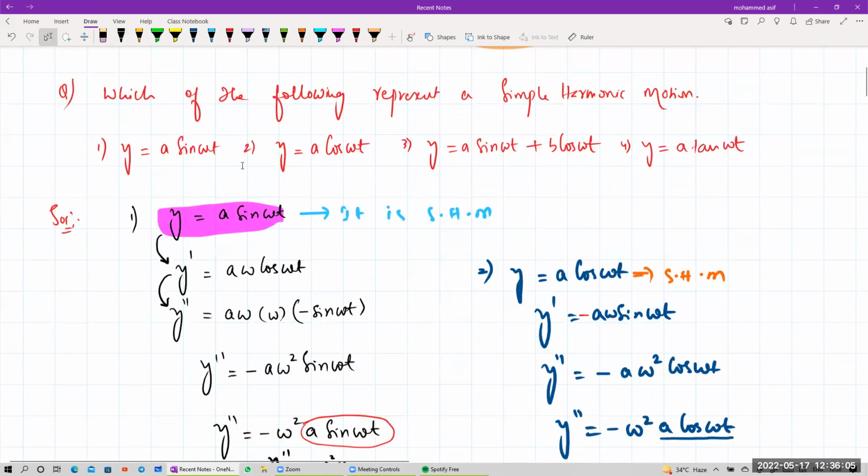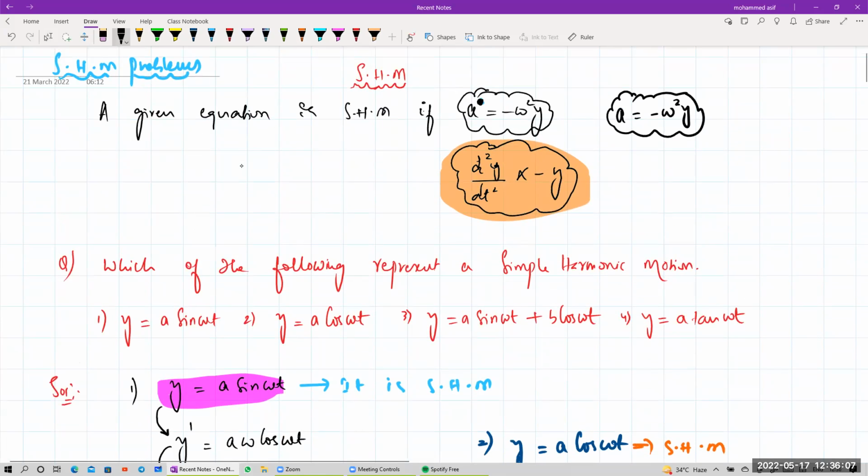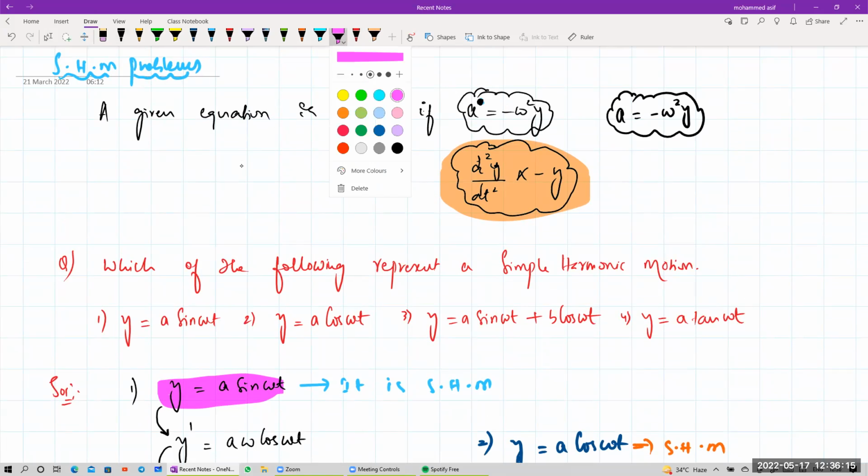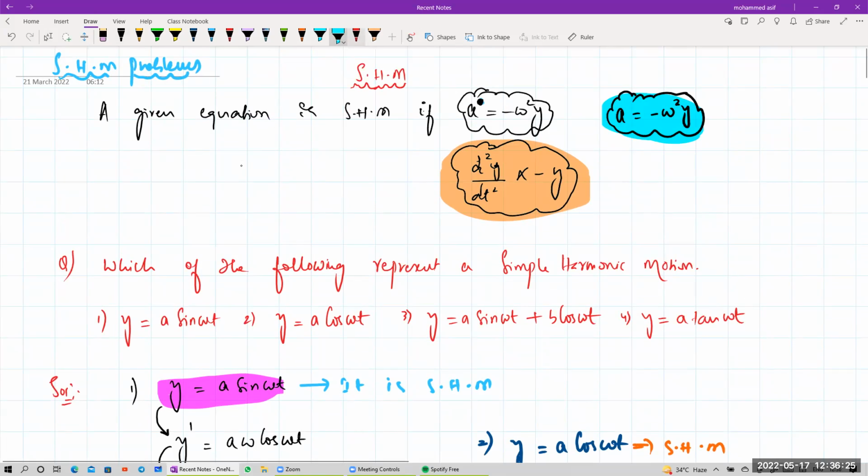Yes, sir. Why? See whether it comes in this form or not. Acceleration is minus omega square into y form, does it come or not? It comes, sir. That is why it will be called SHM. Clear? Yes, sir. So any given equation, if it is in this form, then we call it SHM. Clear? Second one, let me try it, sir.